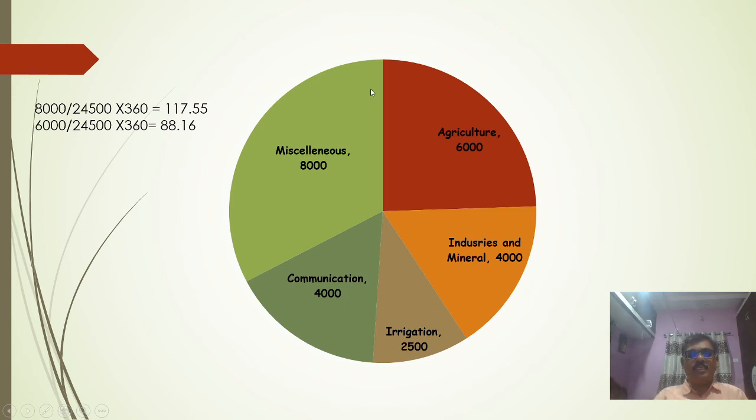If you observe, out of 360 degrees, for agriculture it is 6,000 divided by the total, 24,500, and multiplied by 360. The area occupied is 88.16, therefore near about 90. You can observe the angle is near about 90, somewhat slightly deviated, because it is 88.16. Likewise you can calculate the degrees and then mark the points with the help of the protractor. This is called the pie chart, the pie diagram or the angular diagram.